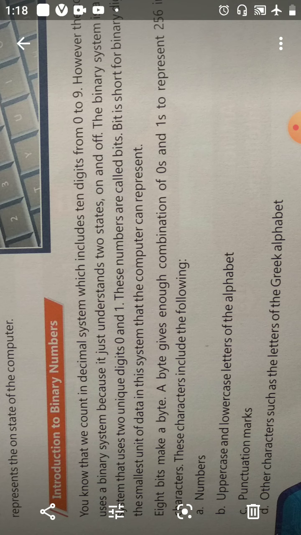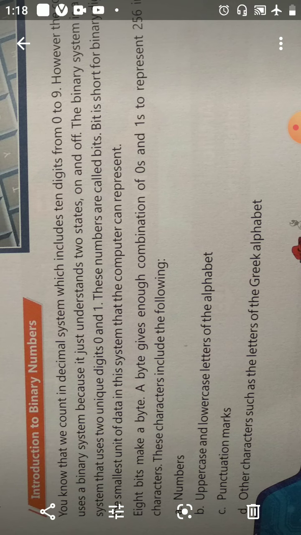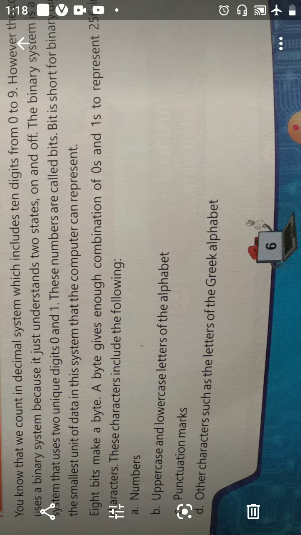How it converts the number 20 to binary form, that we are going to study in the next session in the same chapter. Okay, then uppercase and lowercase letters of the alphabet, punctuation marks, other characters like letters of the Greek alphabet. Means everything whatever we store in computer, whatever data is used by computer, everything is in the form of 0 and 1. Understood?